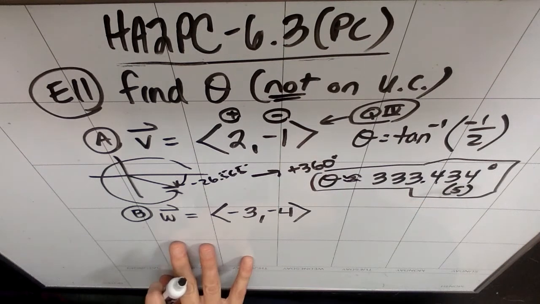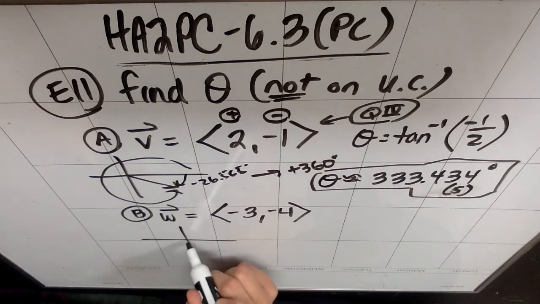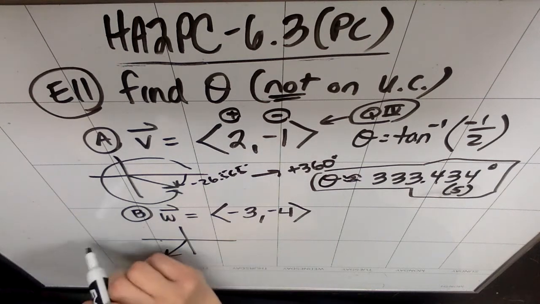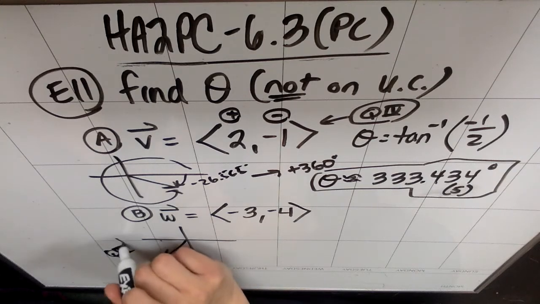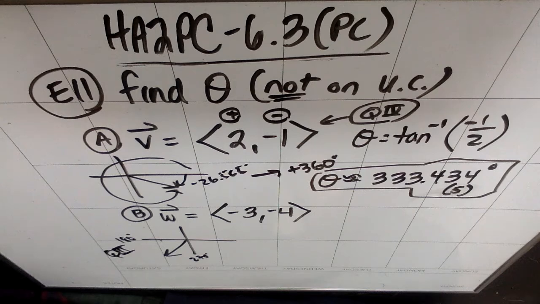When I look at B, now I'm in quadrant 3. The reason I know that is that negative, negative is quadrant 3. Negative 3, negative 4 is going to be somewhere over here. That's my U. So I'm definitely in quadrant 3, which means I want an answer that's somewhere between 180 and 270, because that's where quadrant 3 lives if we're in degrees.